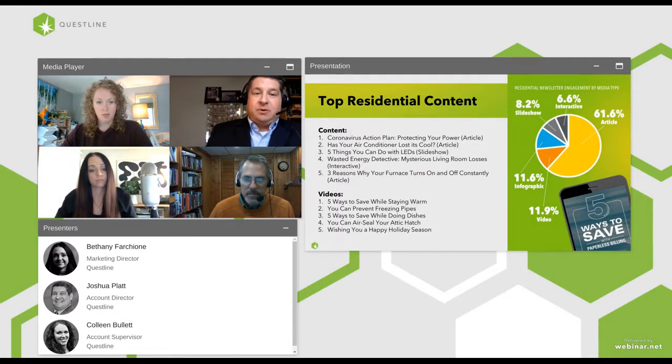Infographics accounted for a bit over 11% of engagement, followed by slideshows at 8.2%, and interactive media like quizzes at 6.6% engagement.